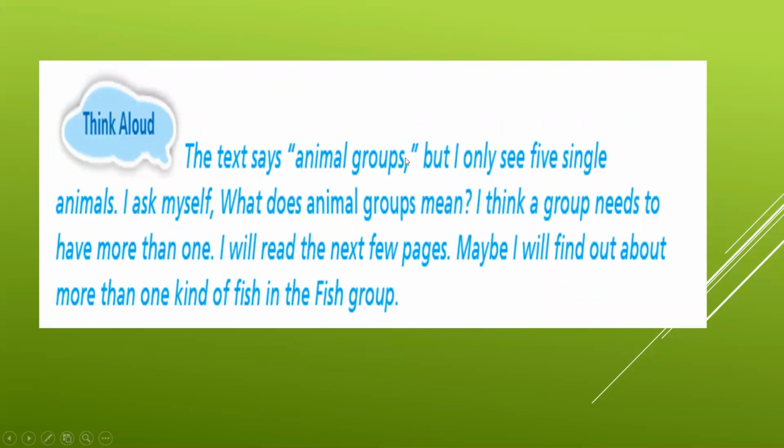The text says animal groups, but I only see 5 single animals. I ask myself, what does animal groups mean? I think a group needs to have more than one. In one group, I can find many animals. I will read the next few pages. Maybe I will find out about more than one kind of fish in the fish group. We will start with the fish group. You will find more than one animal under the fish group.